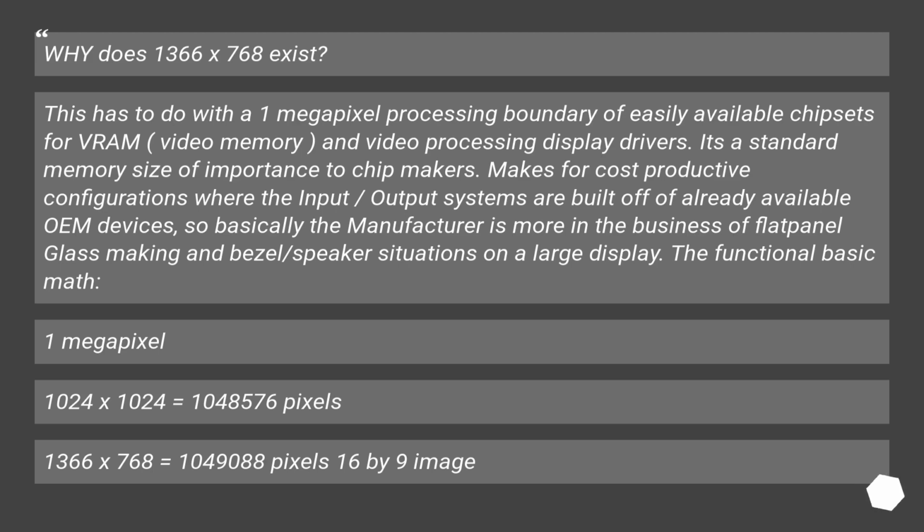Makes for cost-productive configurations where the input-output systems are built off of already available OEM devices, so basically the manufacturer is more in the business of flat panel glass making and bezel/speaker situations on a large display. The functional basic math. 1 megapixel: 1024 by 1024 equals 1,048,576 pixels. 1366 by 768 equals 1,049,088 pixels.